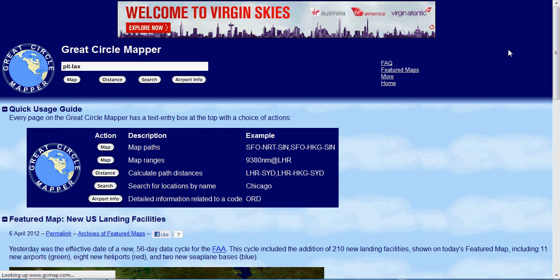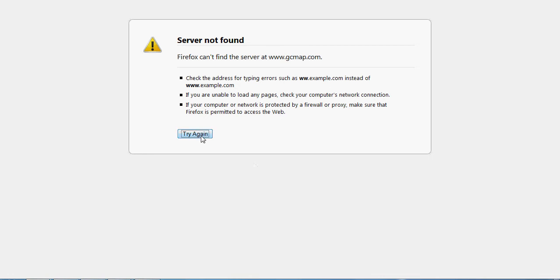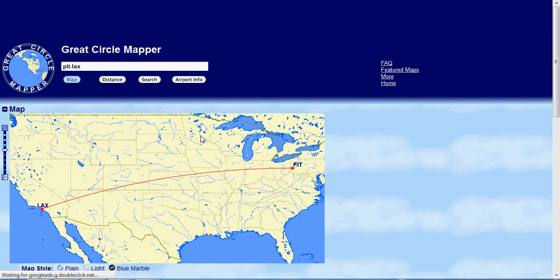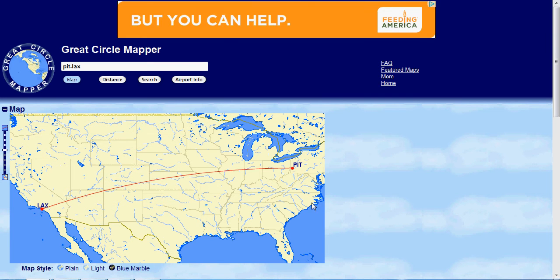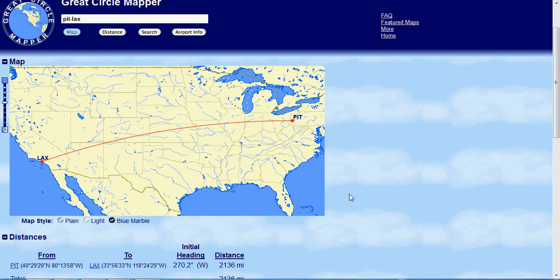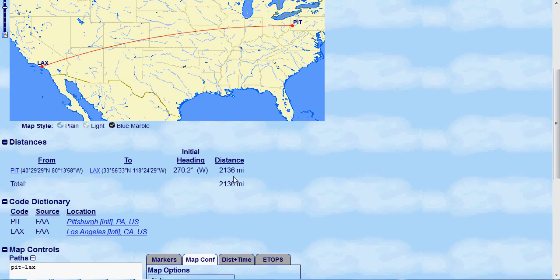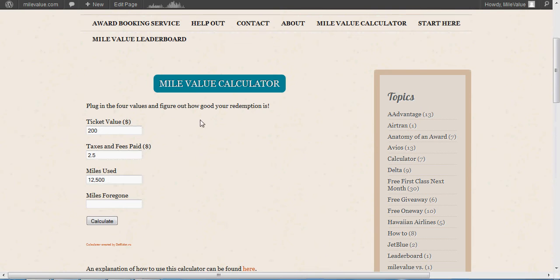so while it's coming up, I'll say, don't forget that the miles you've foregone are not only how long the flight is. If you have status on the airline, you're foregoing even more by booking an award, because if you have status, there's a status multiplier for how many miles you earn on a paid ticket. So Pittsburgh to LAX, or LAX to Pittsburgh, is 2,136 miles. So that's how many he's foregoing.